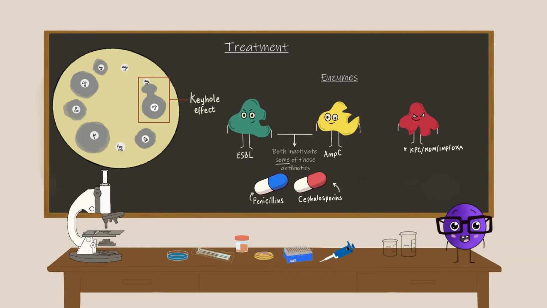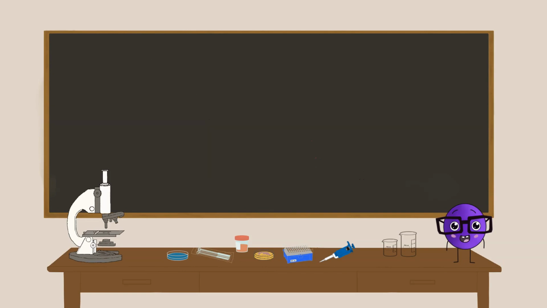AmpC beta-lactamase is another type of enzyme that can break down some beta-lactam antibiotics. AmpC resistance is less common than ESBL resistance. The presence of either ESBL or AmpC can complicate UTI treatment by limiting effective antibiotic options. Carbapenem-resistant organisms, also known as CROs, are bacteria that have developed resistance mechanisms to carbapenem antibiotics. Carbapenems are often used as a last resort to treat serious infections caused by multi-drug resistant bacteria. CRO resistance is less frequent in UTIs but not uncommon.